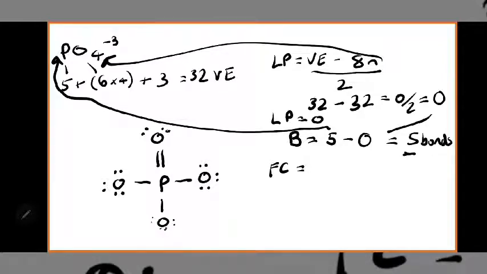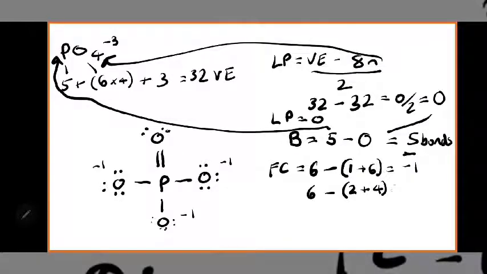So it'll be 6 minus, let's put this in brackets now, the one bond, the single bond, plus 6, which is the dots, as we say. This will equal -1. So each one of these will be -1, -1, -1. Now if we do the same thing over here, we've got 6 minus, we've got 2 bonds, plus we have 4 dots. Okay, this will equal 0. So the overall charge is minus 3, which adds up. Now there's the example for this polyatomic ion.